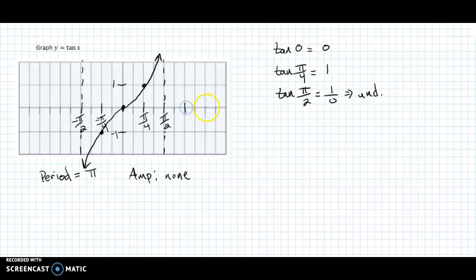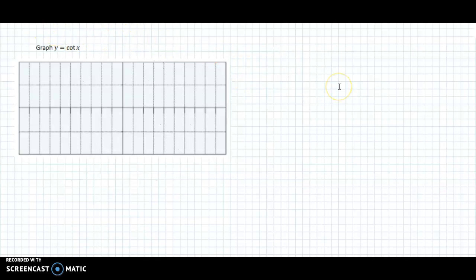So if I continued on, the graph would look like this, and it would just repeat this cycle over and over again. Okay, so that's tangent. Now let's take a look at cotangent. So cotangent will have a lot of the same properties as tangent.